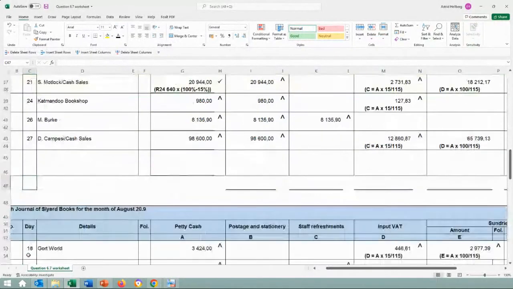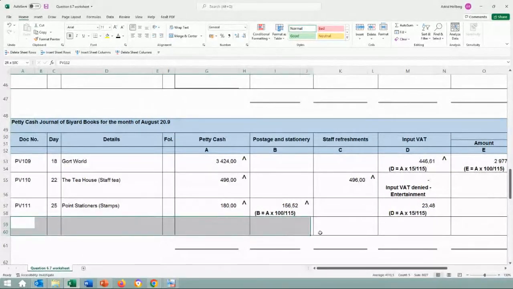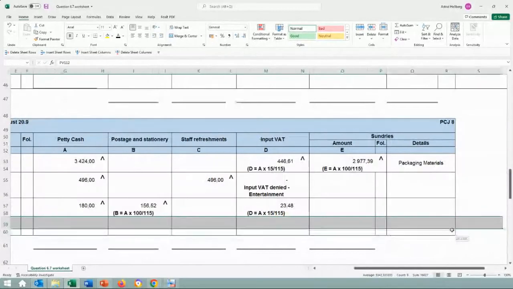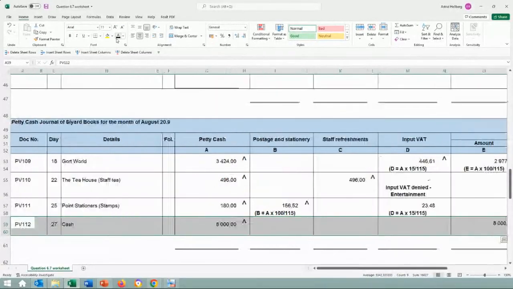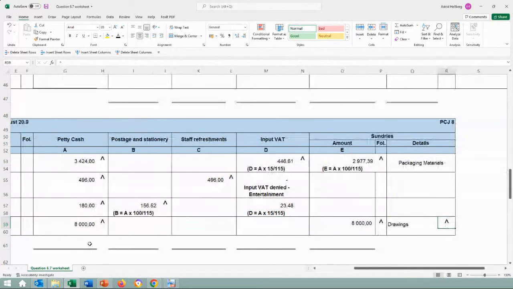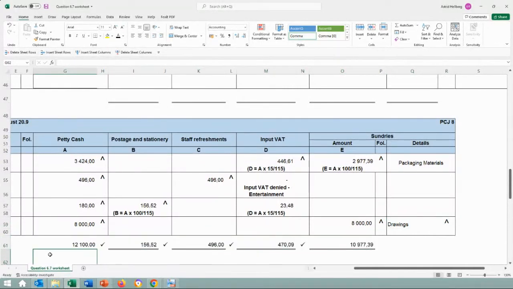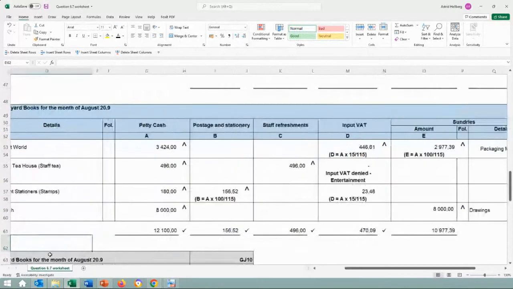So we go to the petty cash journal and we capture that transaction. So we've got cash. This is what was taken out for 8,000 Rand. Now remember, because it's physical cash, there is no input VAT that you would claim on it, and we take it to drawings. So because we finish with this, I'm just going to total the journal as you would if it was required to get to the totals.